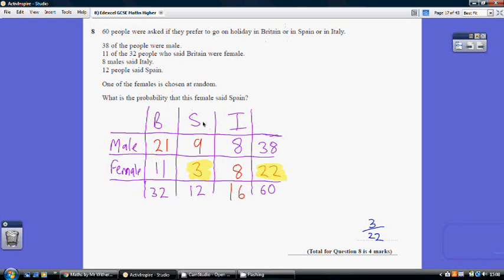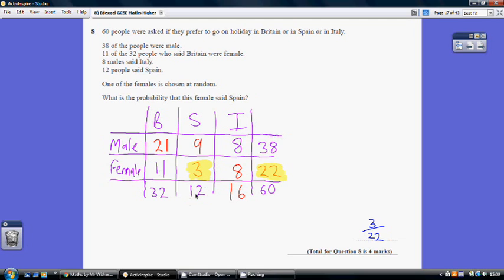So I've got Britain, Spain and Italy across the top, and male and female going down, and then we're going to have a total column and a total row at the bottom. So start off by filling in all the information you're given. 60 people in total, there's our 60, 38 males in total, 11 of the 32 people who said Britain were female, there's the 11 and the 32, 8 males said Italy, and 12 people said Spain.